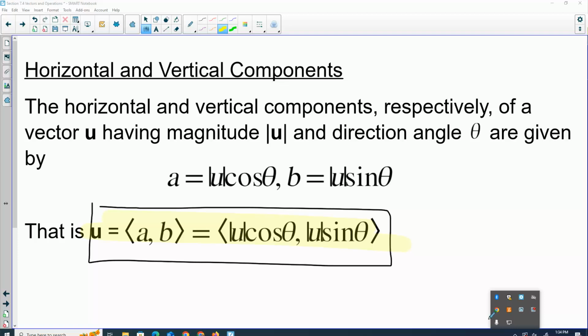So we use these if I have the angle and the magnitude and I'm trying to write the vector. The last problem I gave you the vector, we found magnitude and direction. The next one I'm going to give you magnitude and direction. We have to write the vector that goes with it.